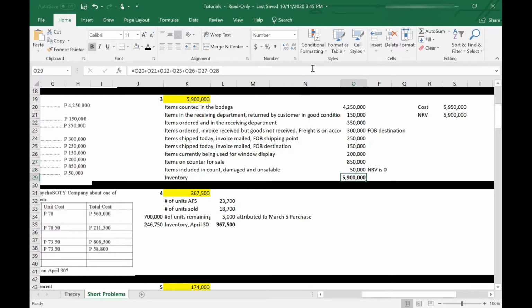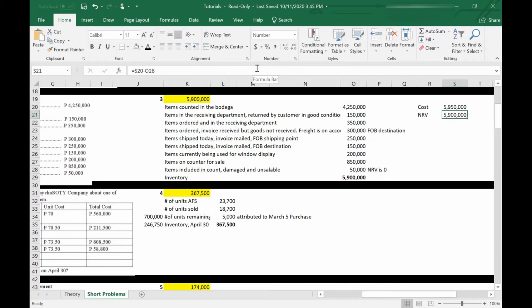So your total cost would be 4,250,000 pesos plus 150,000 pesos plus 350,000 pesos plus 150,000 pesos plus 200,000 pesos plus 850,000 pesos plus 50,000 pesos. That's 5,900,000 pesos. Actually, this 5,900,000 pesos represents your NRV.